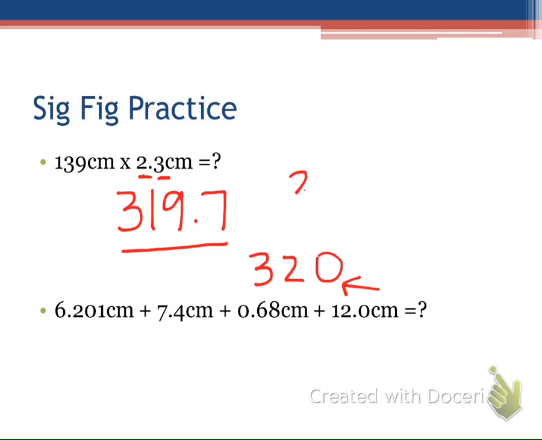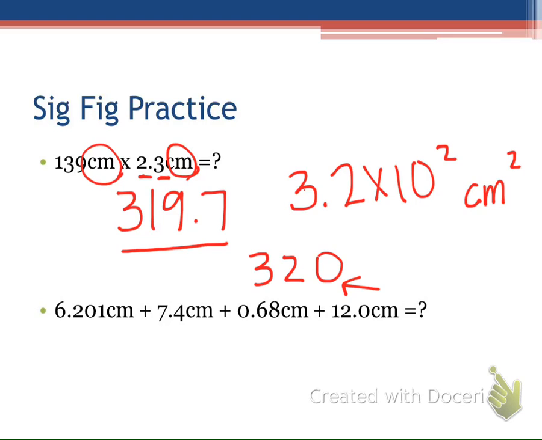So, Grant, tell me what you had for your final answer. 3.2 times 10 to the second. Very good. And we're still missing one thing? Centimeters squared. Centimeters squared, because we took centimeters times centimeters, so our units should be centimeters squared. All right, our final answer has 2 significant figures. That's what we should have had based on this right here. Very good. Questions on that one?